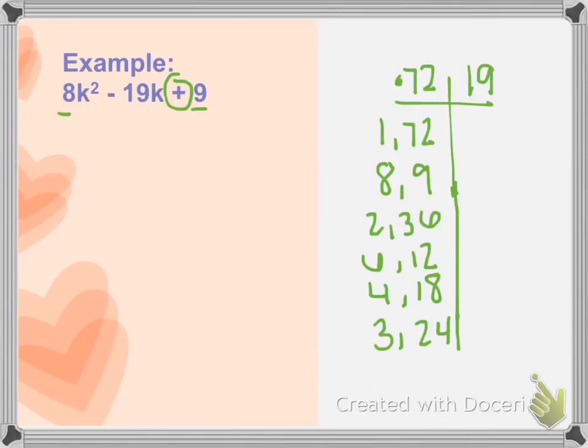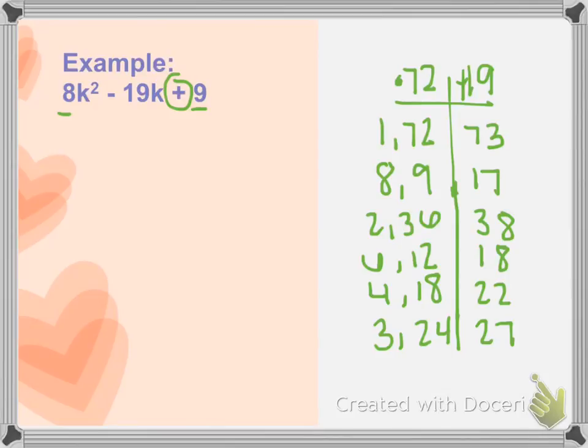Okay? When you add these up, you get 73, 17, 38, 18, 22, and 27. We're adding the factors together because our last term is positive.